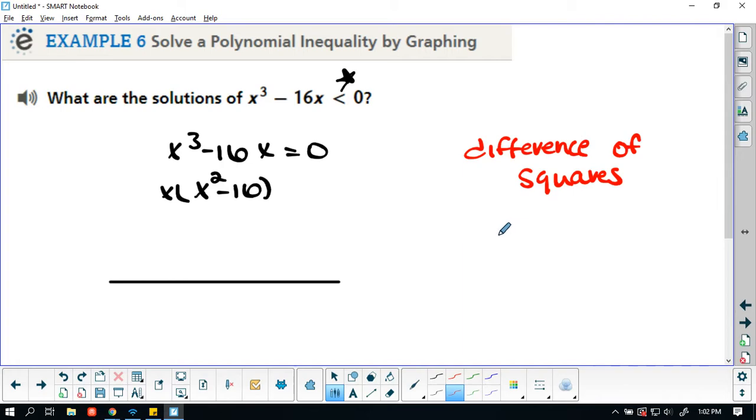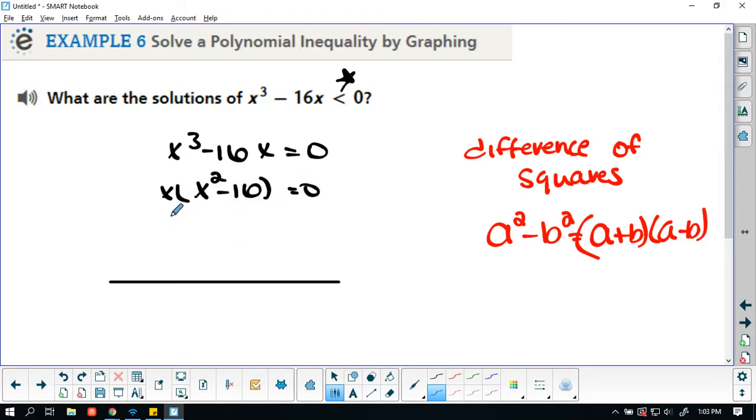Remember the difference of squares identity is a squared minus b squared equals a plus b times a minus b. So it breaks up into the factors a plus b and a minus b. Looking at this, 16 is a perfect square and x squared is a perfect square, and we're taking the difference of them. So I'm going to use that identity to break this up. So I get x plus 4 and x minus 4.